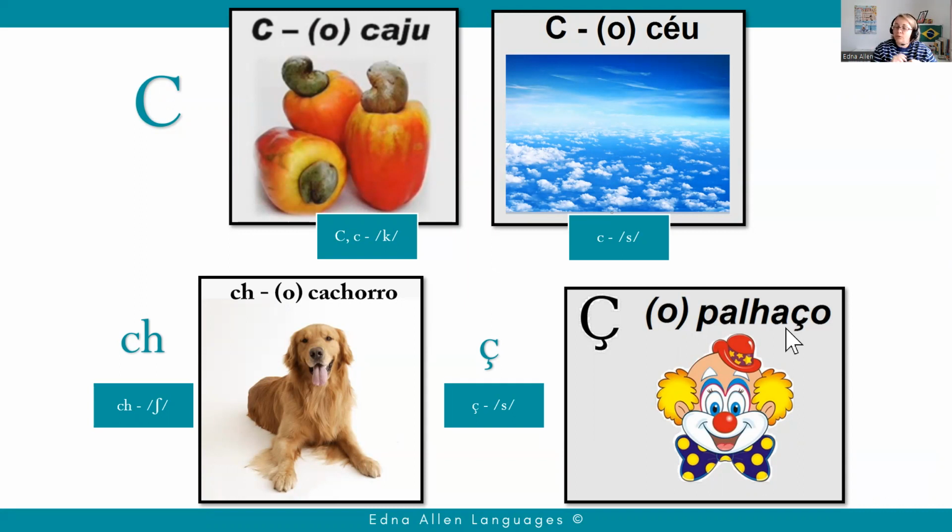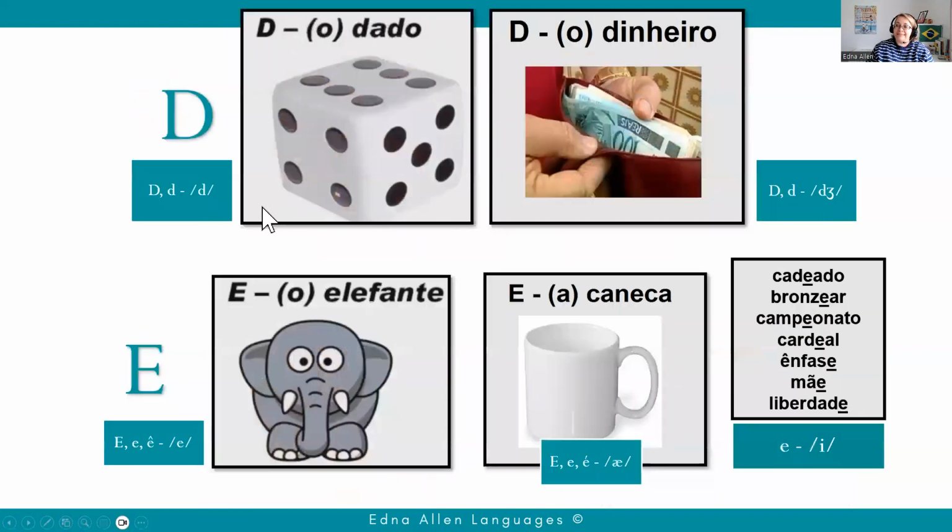Certo? So, palhaço. Não gosto de palhaços. I don't like palhaços. Vamos continuar? Let's continue. D. O D pode ser o dado, o dinheiro.